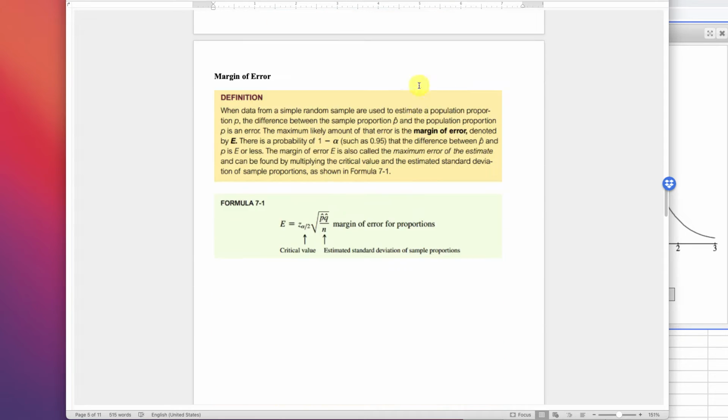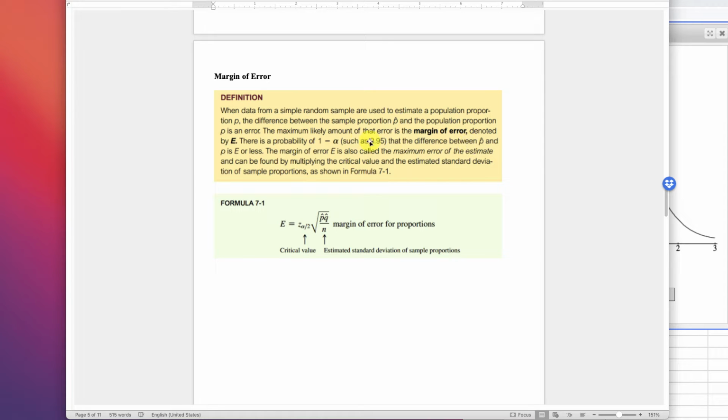All right, margin of error. When the data from a simple random sample are used to estimate the population proportion p, the difference between the sample proportion p hat and the population proportion p is the error. That's how far you're off. The maximum likely amount of error is the margin of error, denoted by E. There's a probability of 1 minus alpha that the difference between p hat and p is E or less. So the margin of error is just going to be E or less.